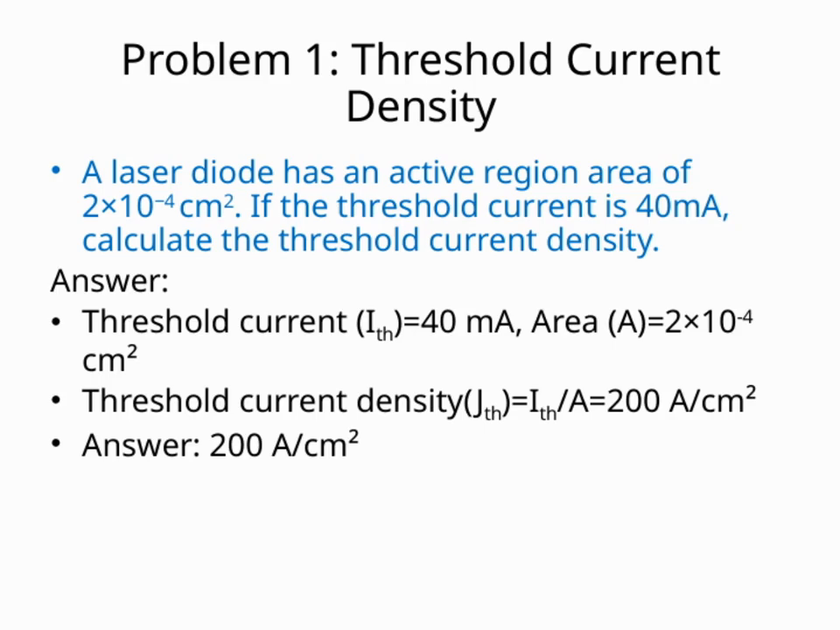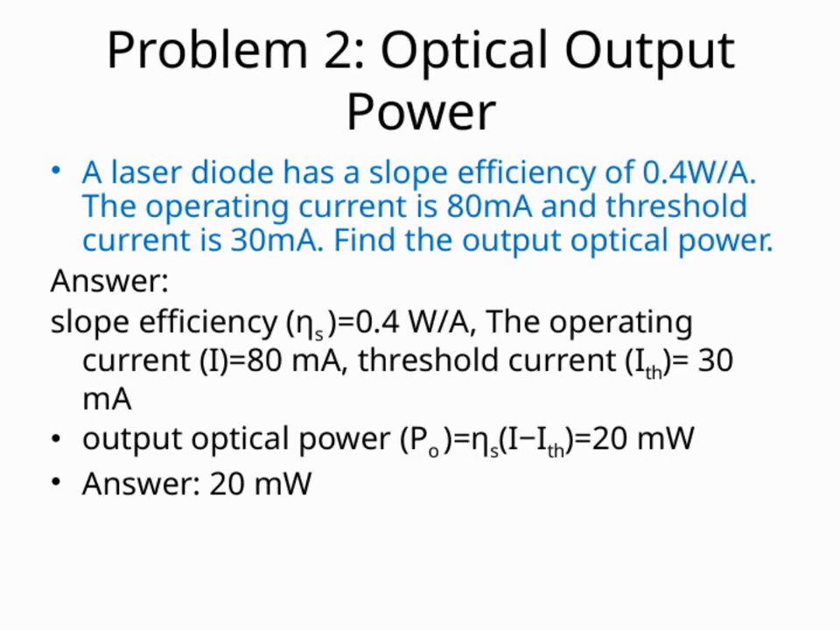diode performance. Let's look at how to find the output optical power of a laser diode. We know its slope efficiency is 0.4 watts per ampere. The operating current is 80 milliamps, and the threshold current is 30 milliamps. To get the output power, we multiply the slope efficiency by the difference between the operating and threshold currents. Doing the math gives us 20 milliwatts of optical power. This straightforward calculation helps us understand how the laser diode performs under given conditions.